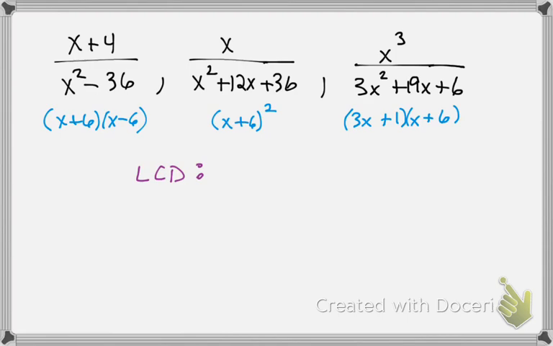What is our LCD? x plus 6 squared. Why did I need two of those? You actually have two on that middle one, so you have to have at least two. Do I need 4 of them? No, you only need 2. 2 is enough to deal with each of these. Don't get greedy. What else do I need?